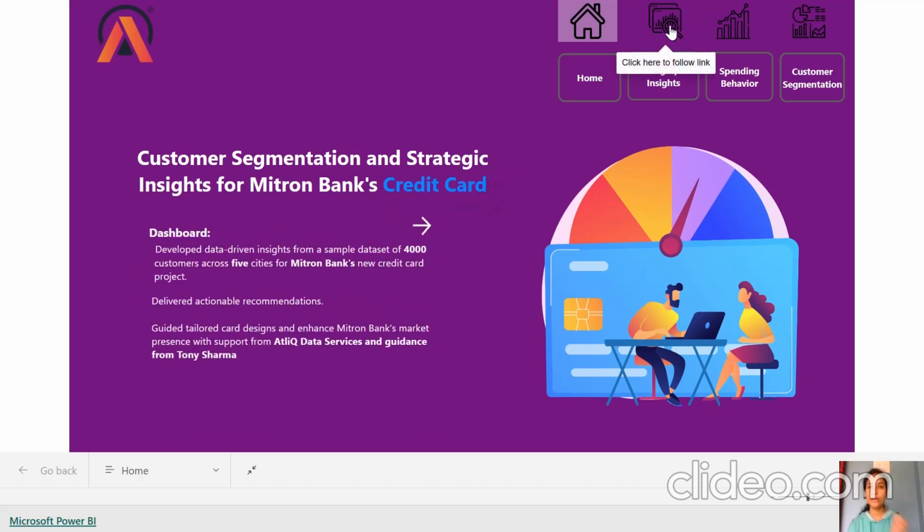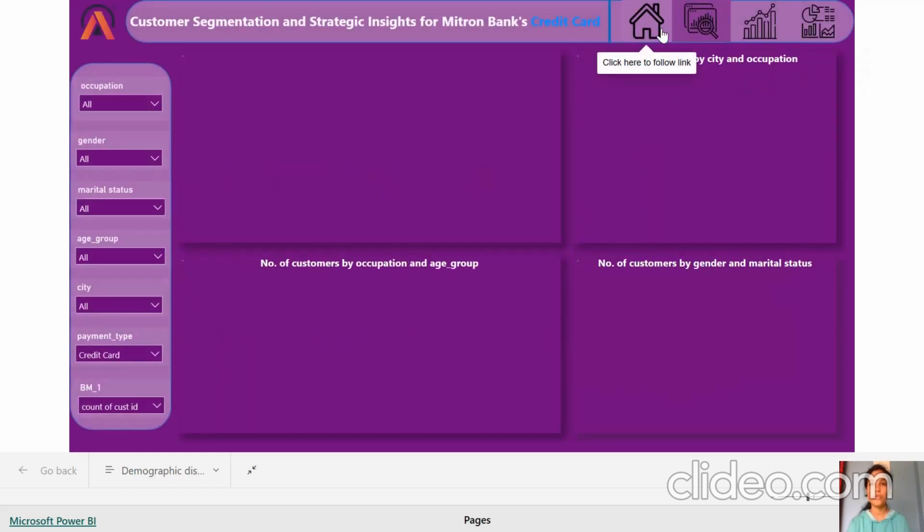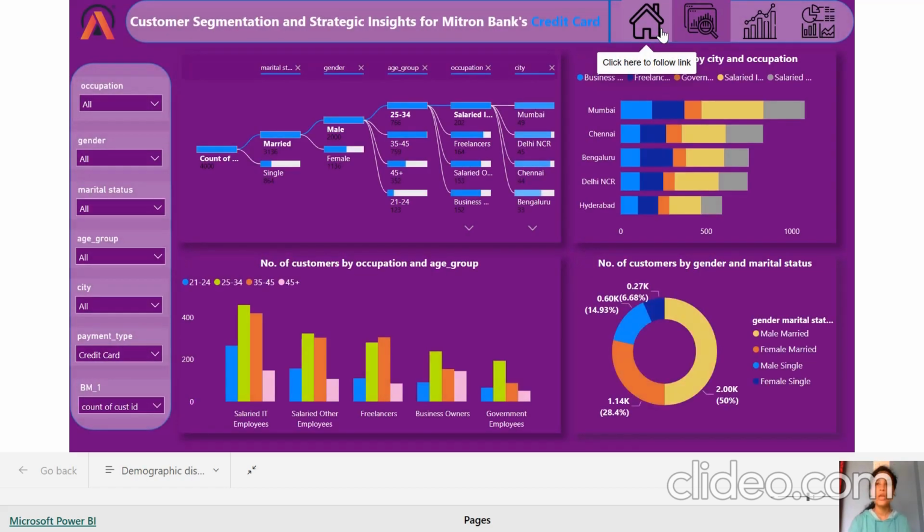When you click the icons, it will navigate to the demographic insight, spending behavior and customer segmentation. Let's get into the actual work. So this is the demographic insights. In this one, this graph is explaining the overall information.